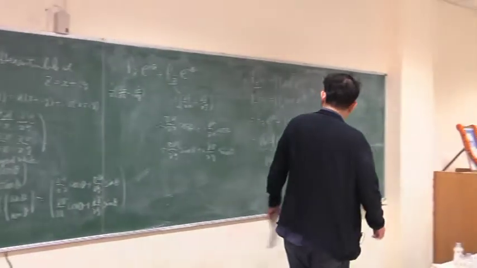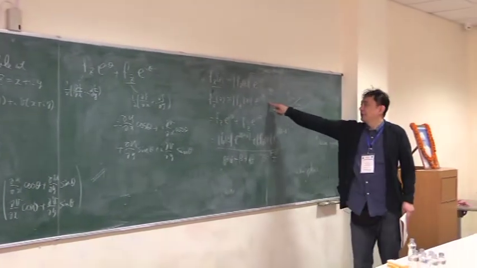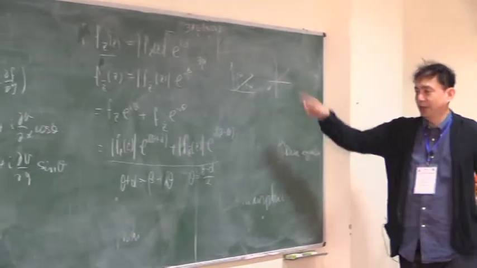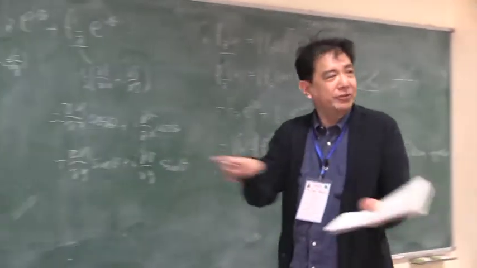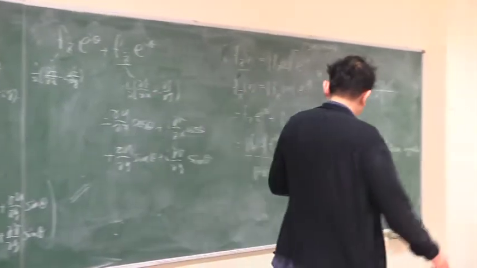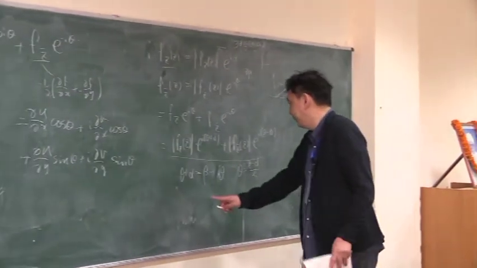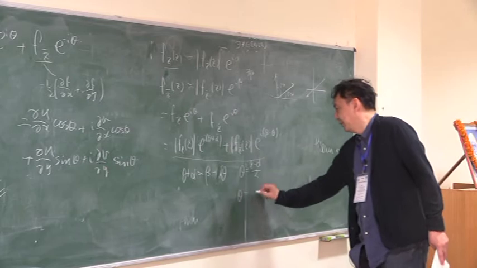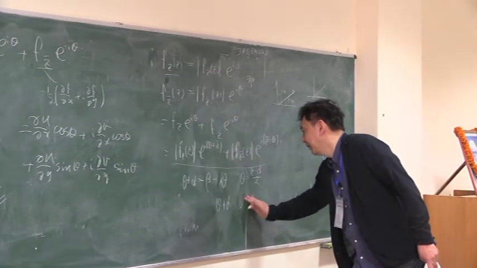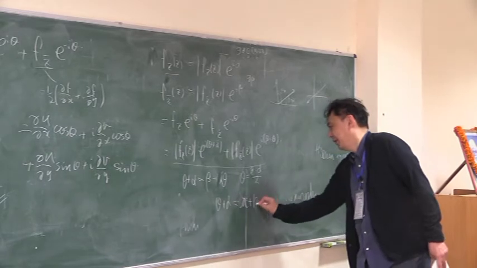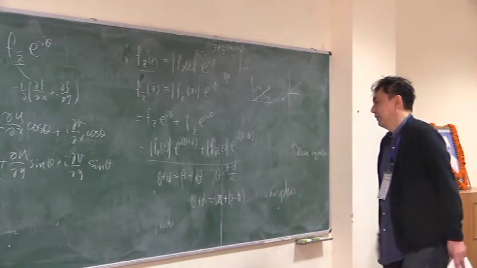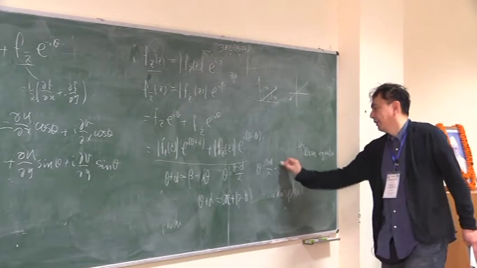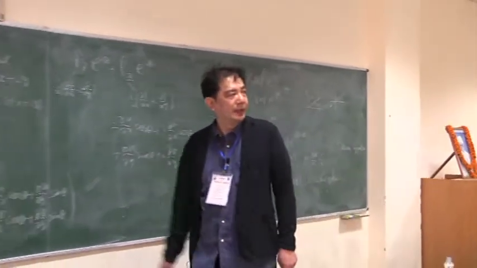And it becomes minimal when these two point in the opposite direction. So that's when theta plus alpha is pi plus beta minus theta. So that means theta is beta minus alpha over 2 plus half of pi. Okay.